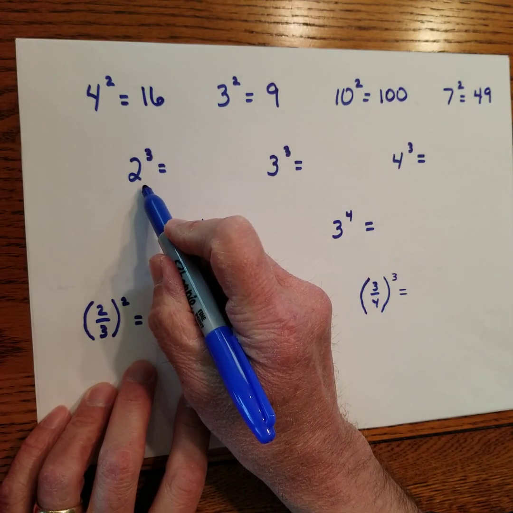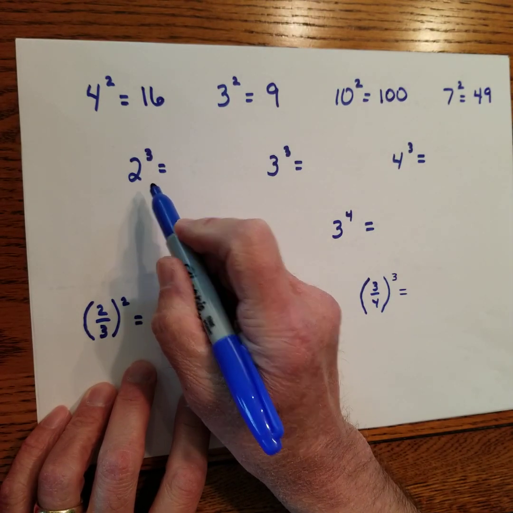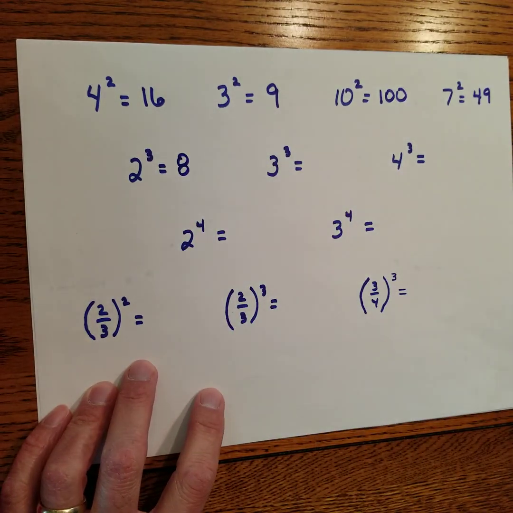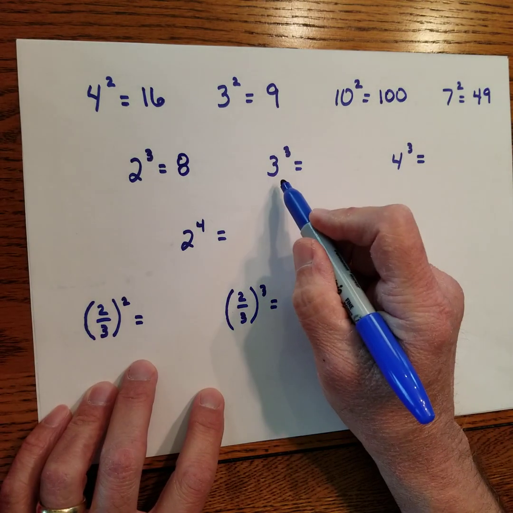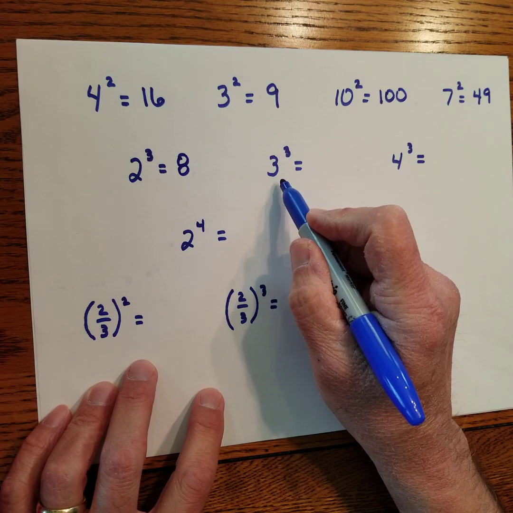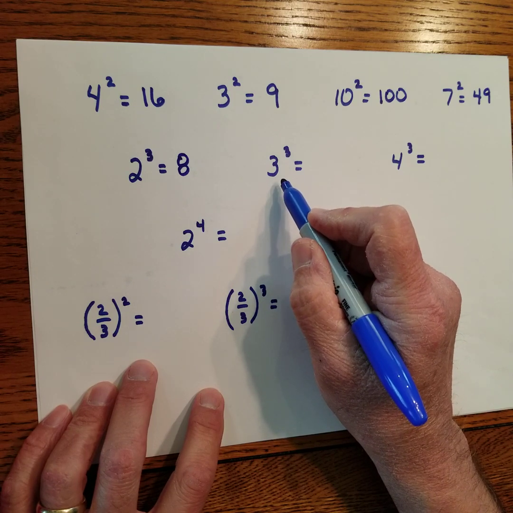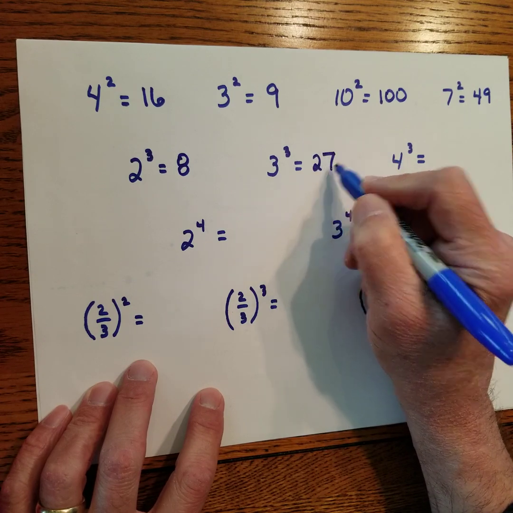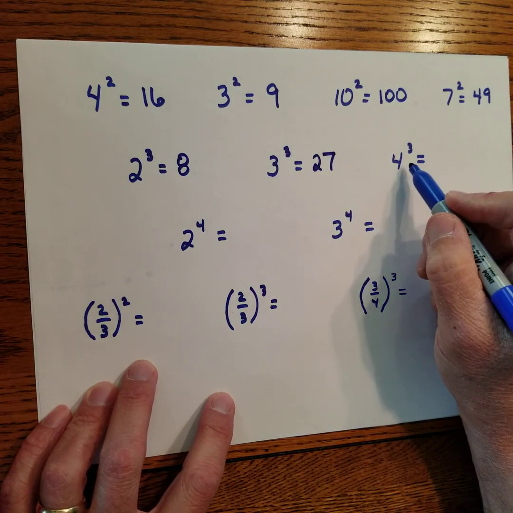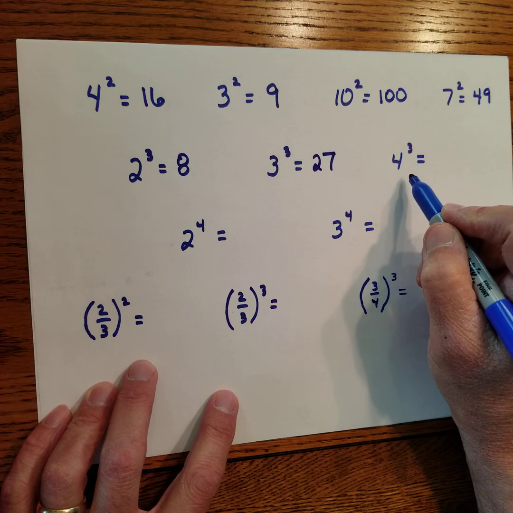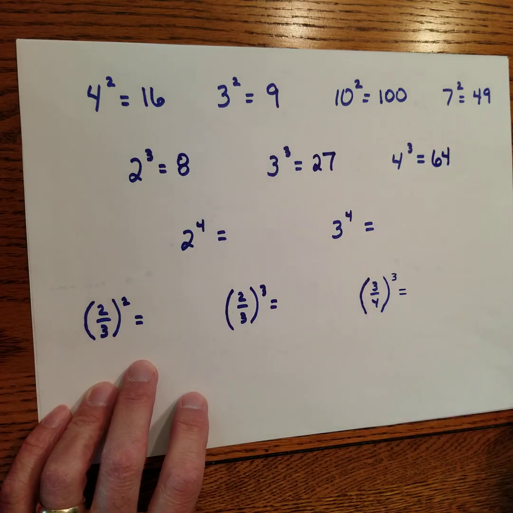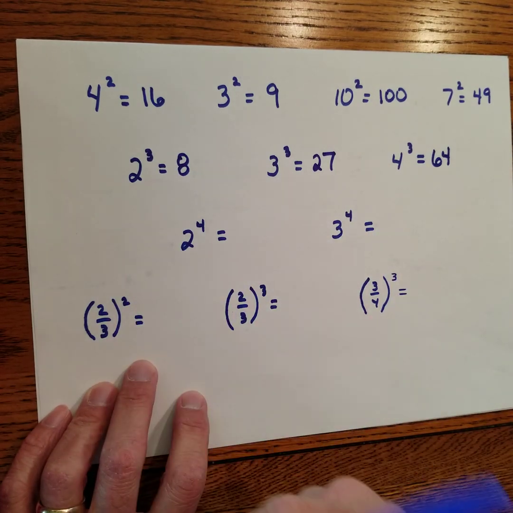2 to the third power is 2 times 2 times 2. 2 times 2 is 4. 4 times 2 is 8. 3 to the third power, 3 times 3 times 3. 3 times 3 is 9. 9 times 3 is 27. 4 to the third power is 4 times 4 times 4. That's 64. People who get good at logarithms know these numbers by heart.